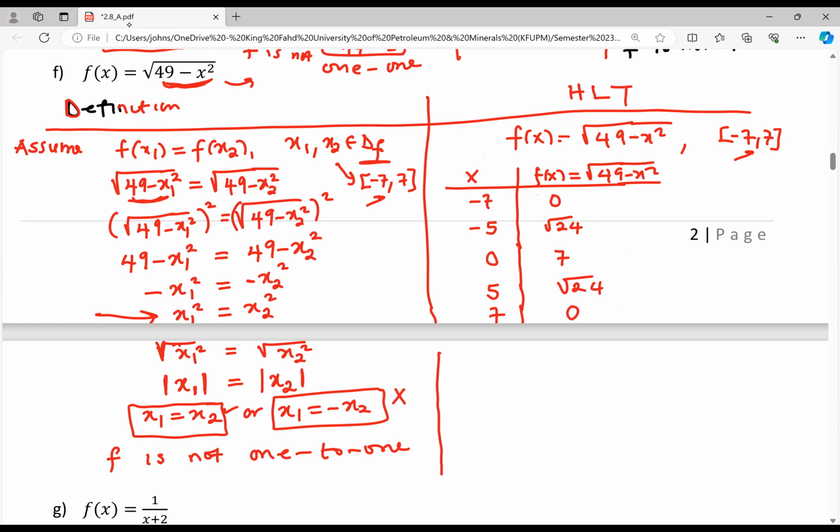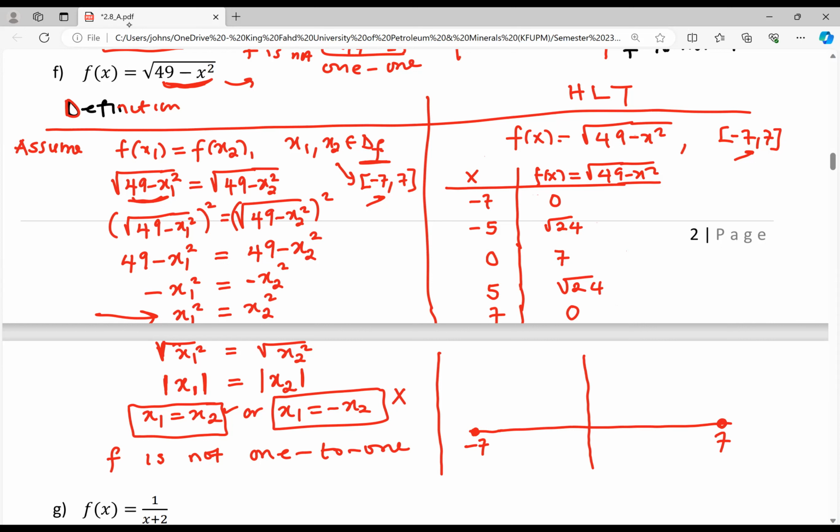So at least this should give us a rough sketch. What this means is that we are starting from minus 7, and we are going to 7. That is the domain, right?